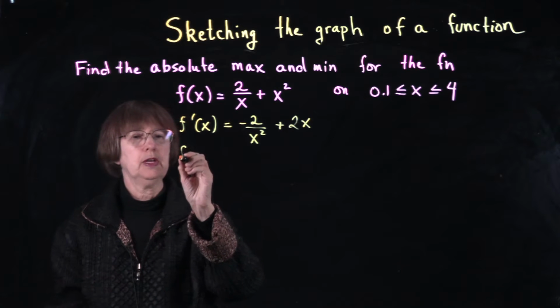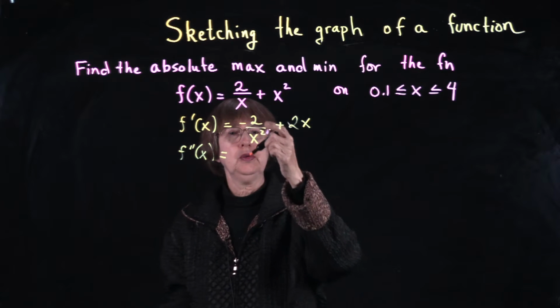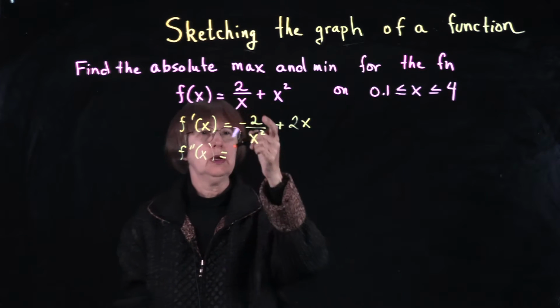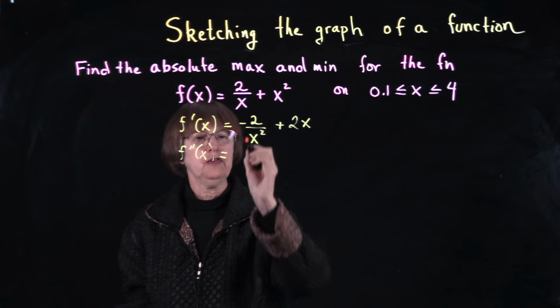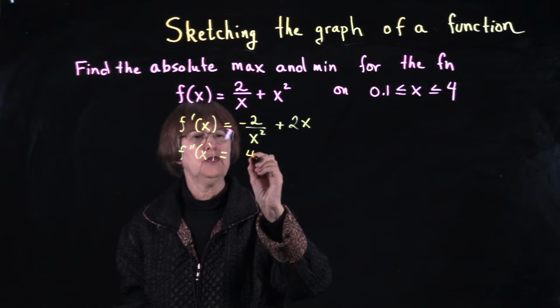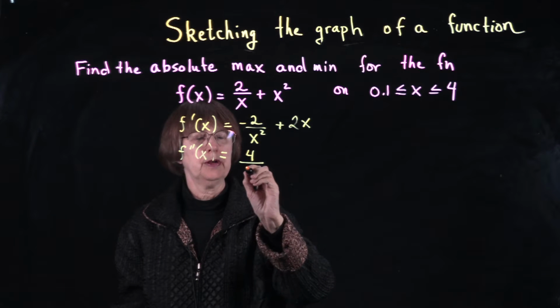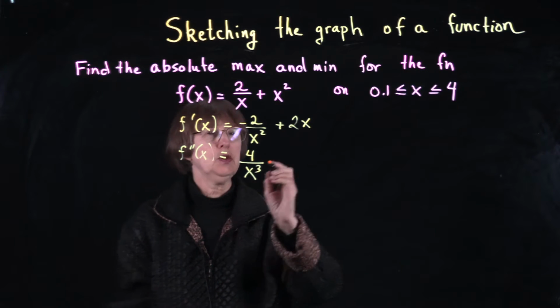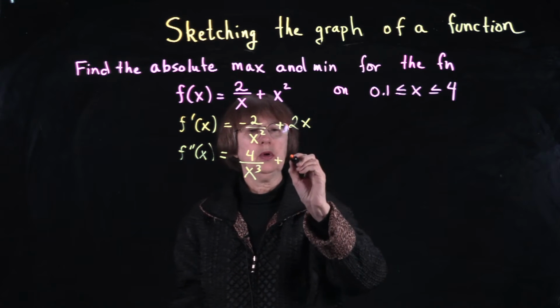The second derivative will have a negative 2 come from this power, which will be combined with the coefficient. So we'll have a plus 4 on top, and on the bottom, x cubed. And here we'll have 2.